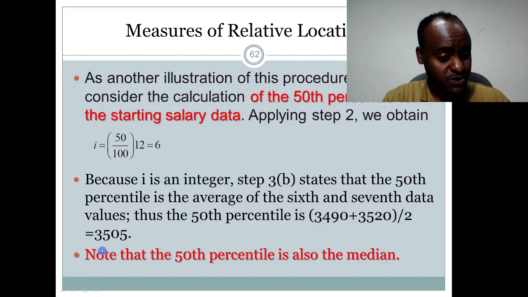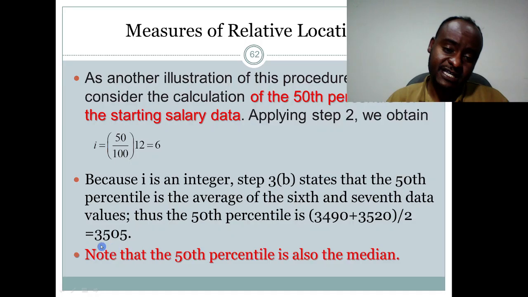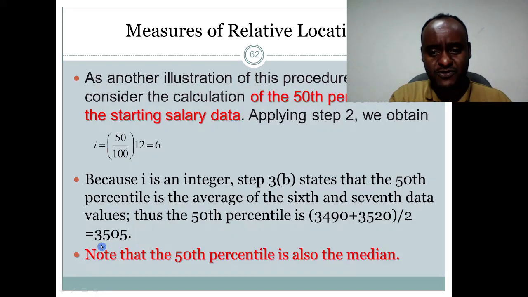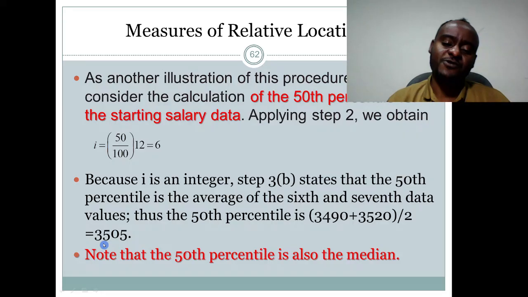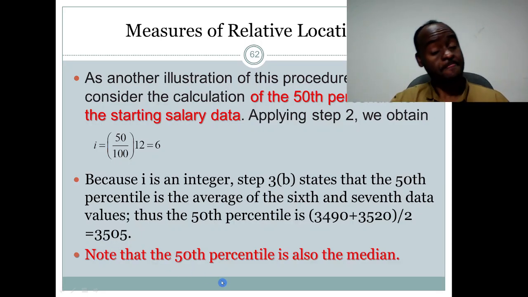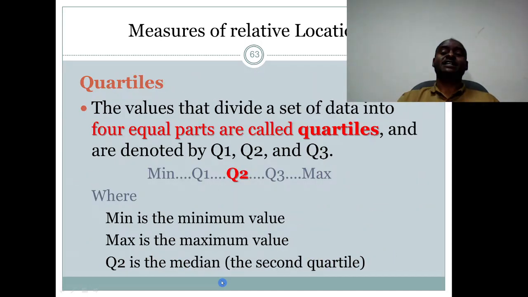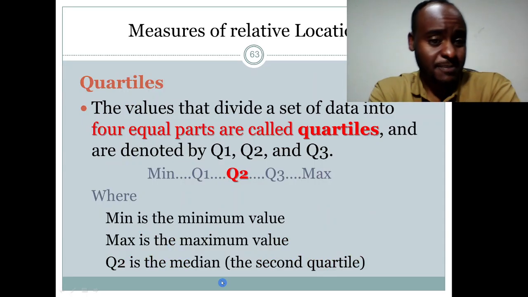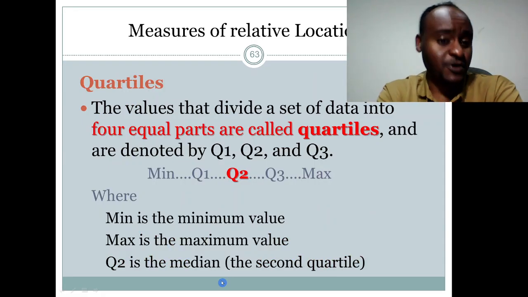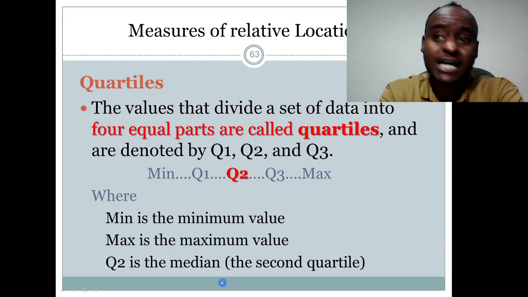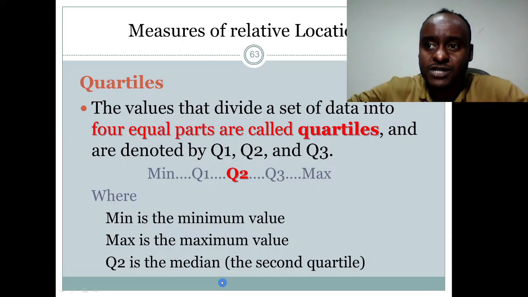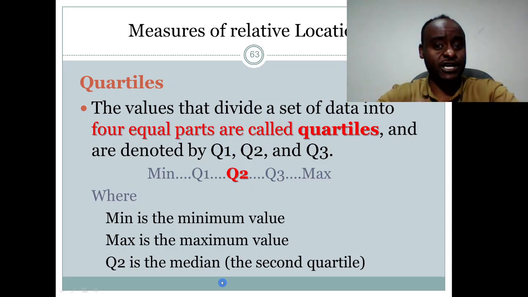How do we interpret this number? 50% of the observations are less than or equal to this, and the other 50% are greater than or equal to this number. Now let's talk about another measure of relative location, which we call quartiles. Quartiles divide the data set into four equal parts.